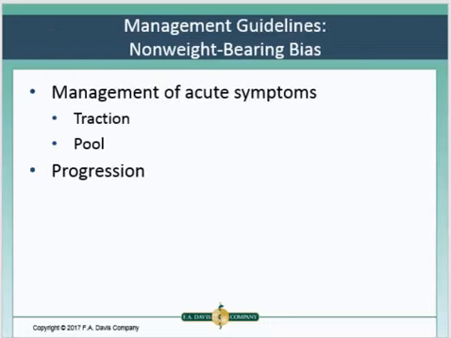All right, for individuals, we're going to go through the biases again and talk about management. So managing the acute symptoms in somebody in a non-weight-bearing bias, you want to decrease the weight bearing on the joint, so traction and pull. For progression, progressively increase weight bearing for that individual.